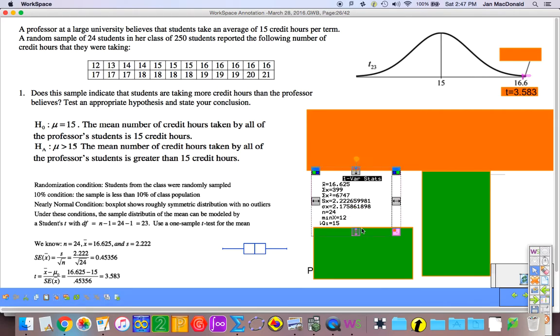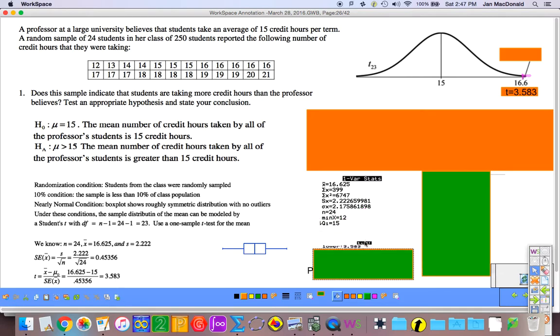When we do that, we have a lower bound of 3.583. That would be this boundary right here. We have an upper bound of some very, very large number. I always use 99999. We know our degrees of freedom is always n minus 1, so the degrees of freedom here are 23. And we hit enter, and we get our p-value.